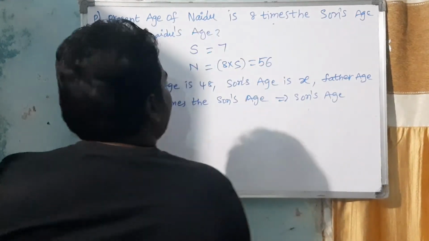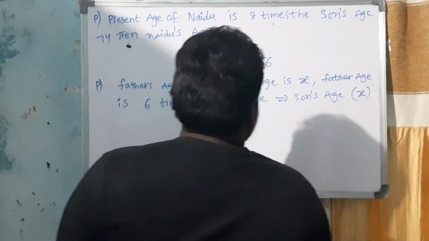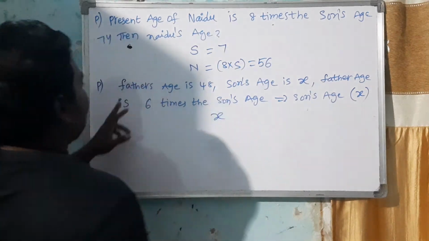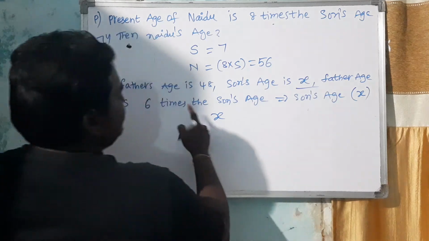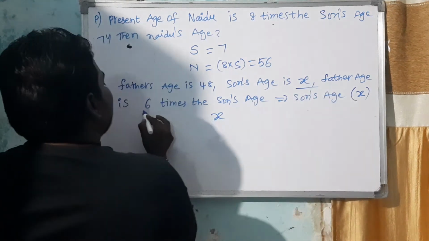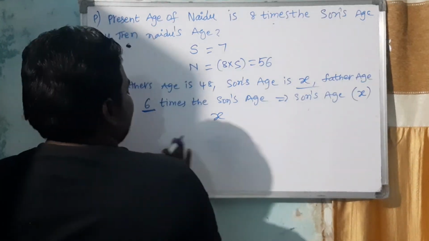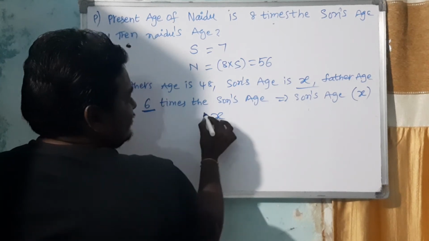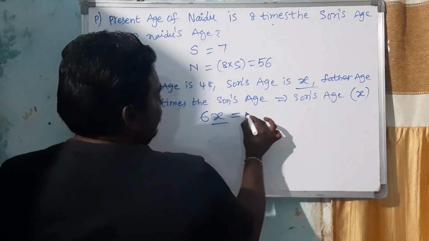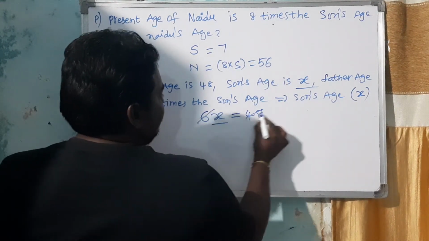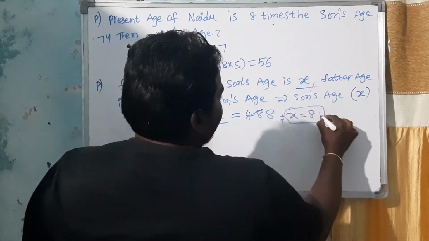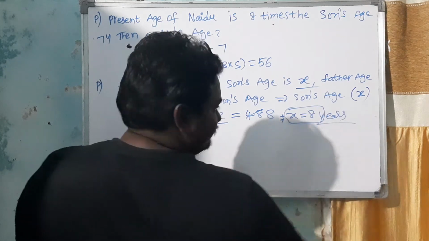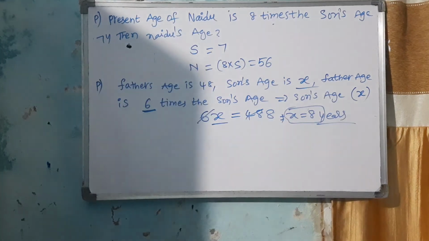Let me take son's age as x. Son's age x. Father's age is 48. Father's age is 6 times the son's age. 6x equal to 48. Directly 6 8s, x equal to 8. So directly 8 years is the answer.